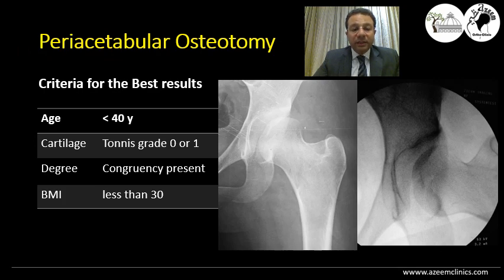To get good results after your osteotomy, you have to have a patient less than 40 years with a body mass index less than 30 and no osteoarthritis, and on an abduction view the head is congruent with the acetabulum.